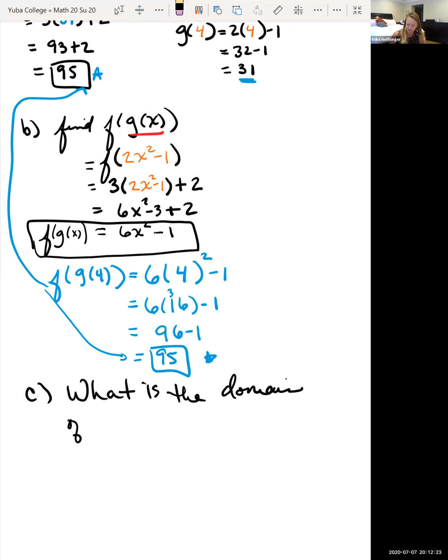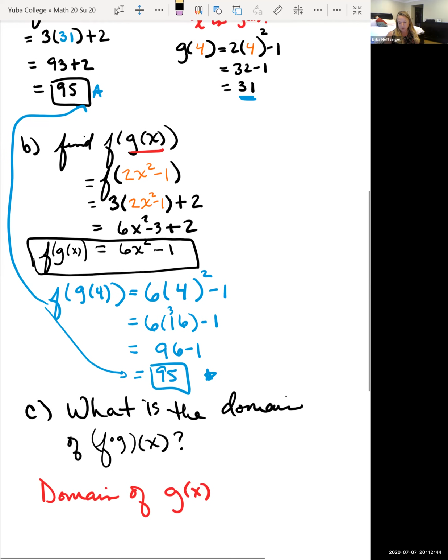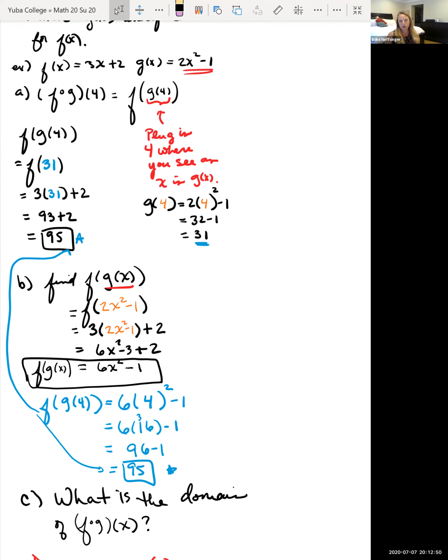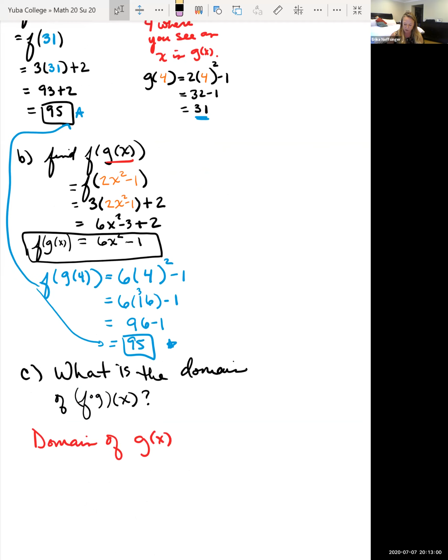Of f of g of x. Well, we have to look first at the domain of g of x, the inner piece. If you go look back, it's a polynomial. It's 2x squared minus 1. Polynomials are continuous everywhere. They're defined everywhere. We don't have any problems. There's no trouble spots here that's going to give us a value that's undefined. So our domain of g of x is all real numbers.